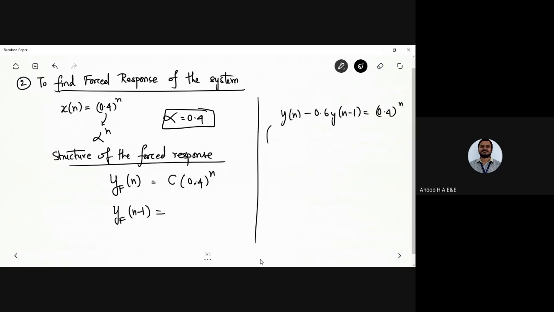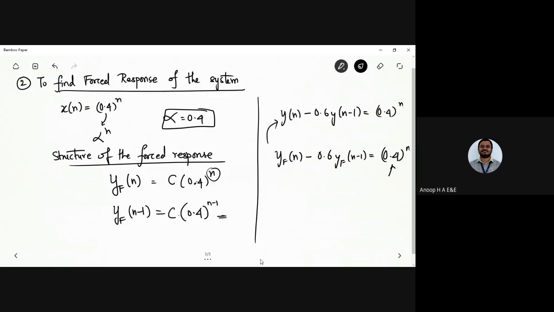So replacing y of n with yf of n, I have yf of n minus 0.6 times yf of n minus 1, that would be equal to the input that is considered. Upon application of the input, I have 0.4 power n. So now that is yf of n minus 1. In place of n, I would be replacing it with n minus 1. So that is written like this.